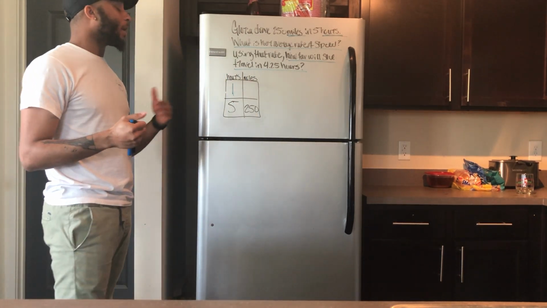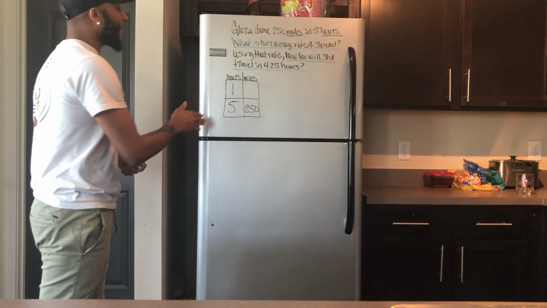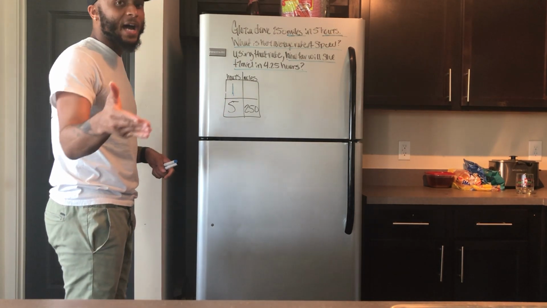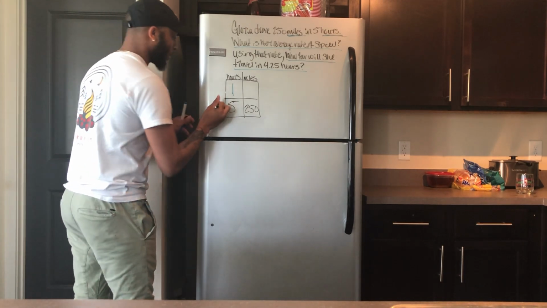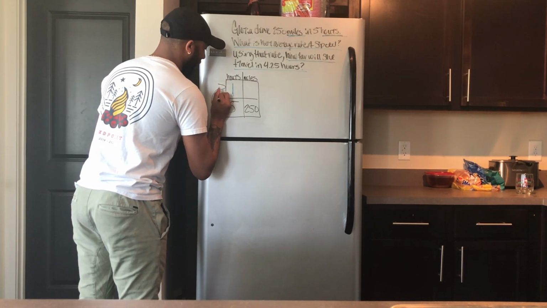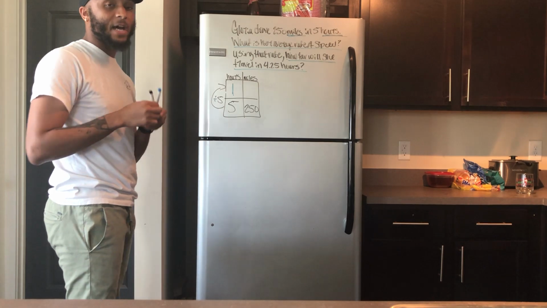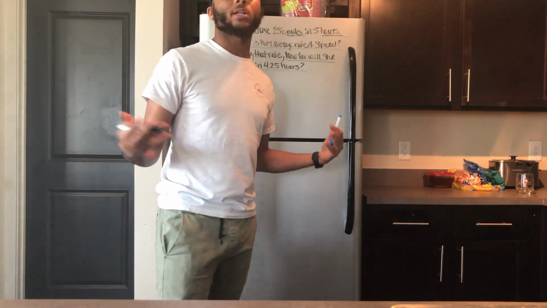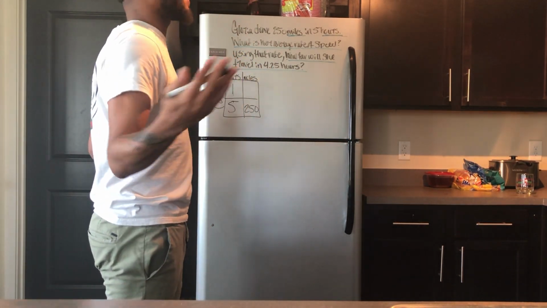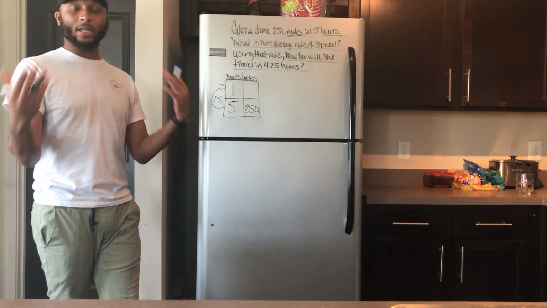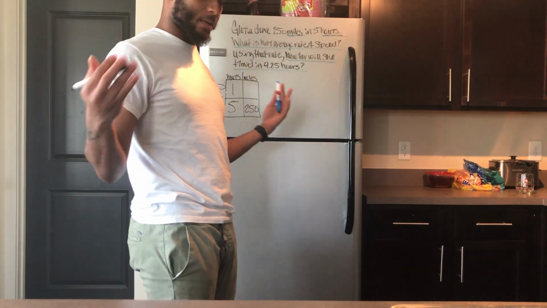So, in order for us to get to 1, we want to divide 5 by 5 to get 1. Okay. 5 divided by 5 gives us 1, just as 3 divided by 3 gives us 1, and 2 divided by 2 gives us 1. Anything divided by itself gives us 1.